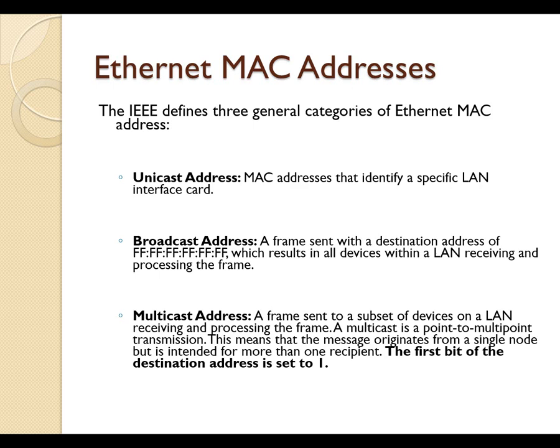A multicast address, however, is a frame sent to a subset of devices on a local area network. And the network interface cards are programmed to receive certain multicast addresses. A multicast MAC address must have a 1 in the first bit, which is actually the least significant bit of the first octet. A unicast address would have a 0 in the least significant bit of the first octet. And that's the first bit. Remember, that would be the first bit that is read.